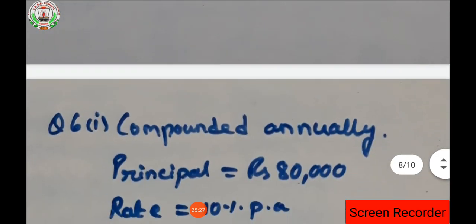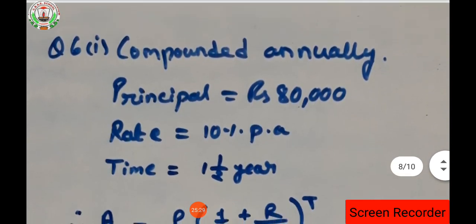Clear? Now question number 6. Compounded principal is given as. Now the question number 5 is over. We had separately found it for the 6th month and for the 1 year. Okay. So now question number 6.